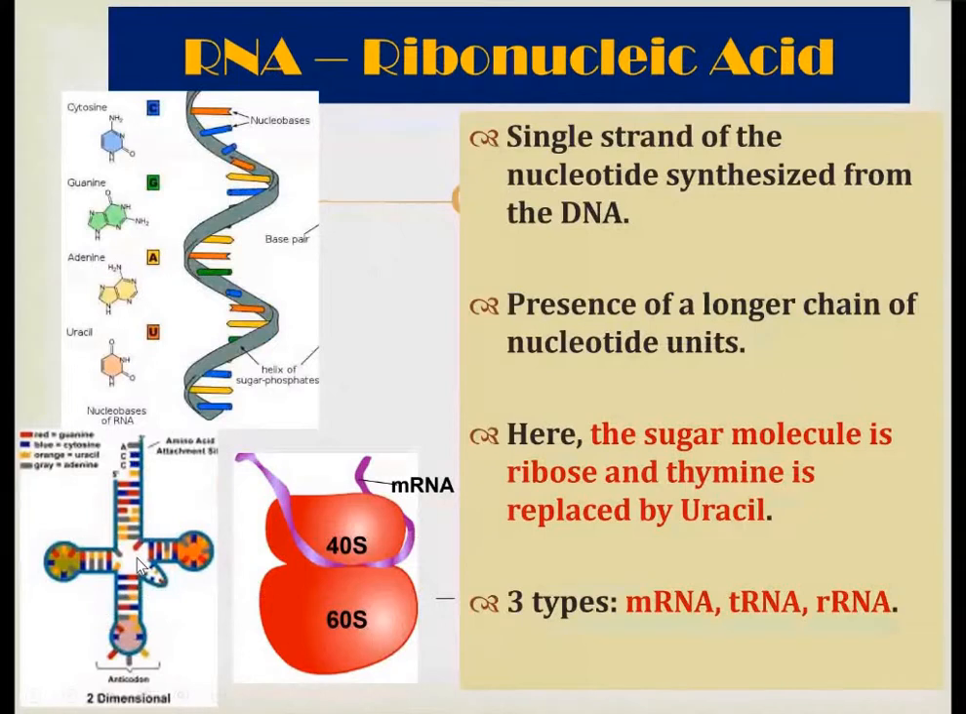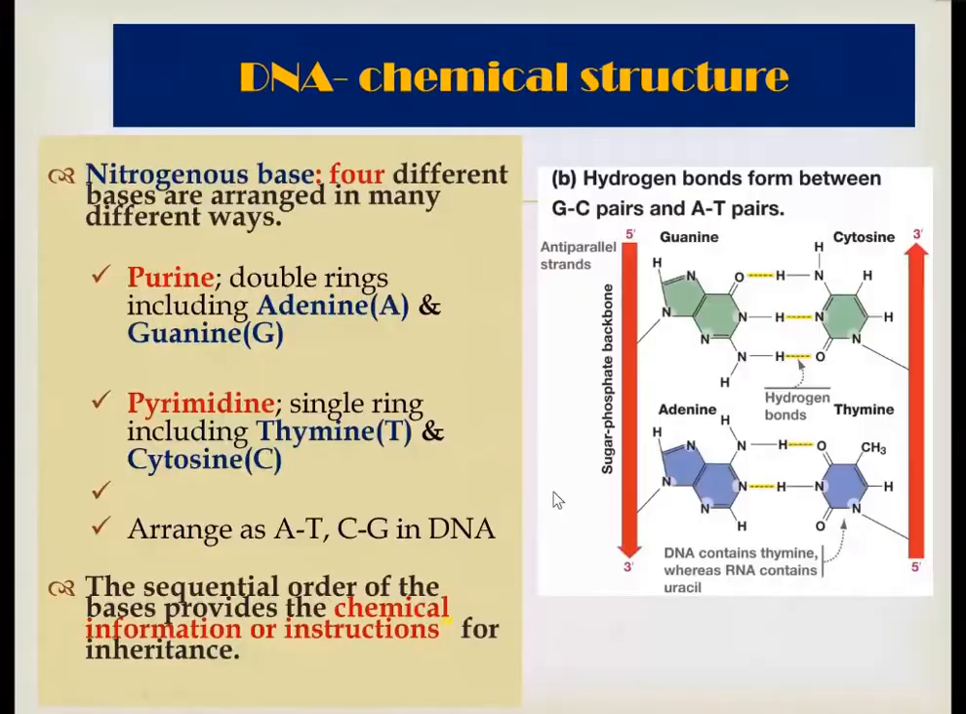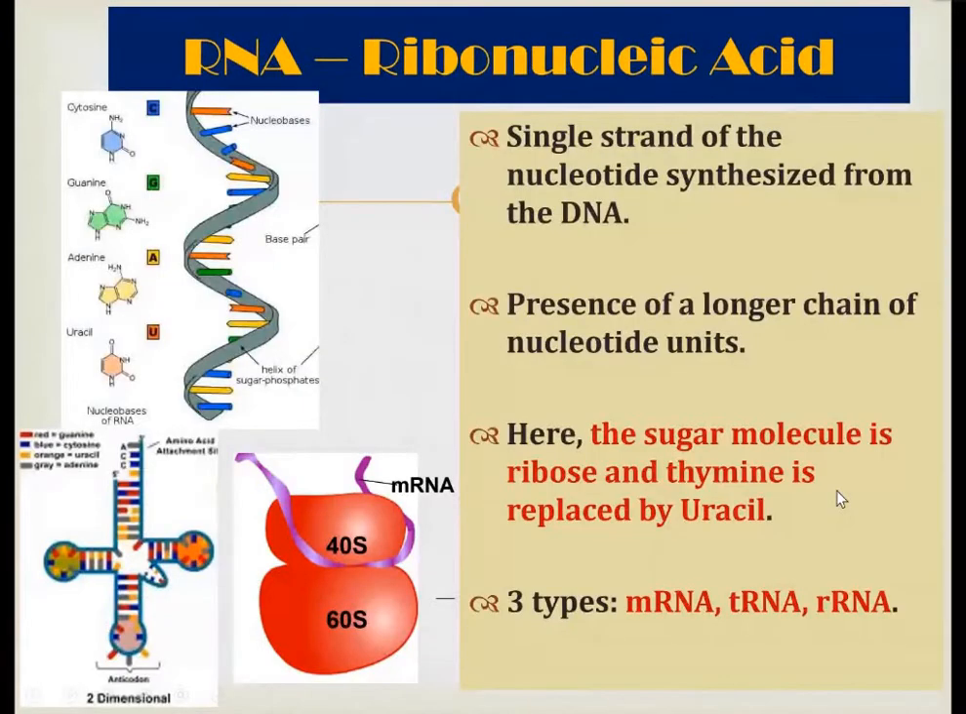it has got the nitrogen base. Now just see, in the case of the sugar molecule, there is the presence of ribose. And next one, in the case of the nitrogen base, we have guanine, cytosine, adenine, and thymine in the case of the DNA. But in the case of the RNA, the thymine is replaced by the uracil. So cytosine is there, guanine is there, adenine, and the uracil is there.